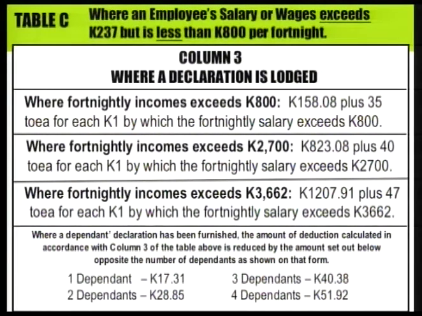If it exceeds 2,700 kina, you pay 823 kina plus 40 toya for every 1 kina that is more than 2,700 kina. And then where the fortnightly income exceeds 3,662, you pay 1,207 kina 91 toya plus 47 toya for every 1 kina.